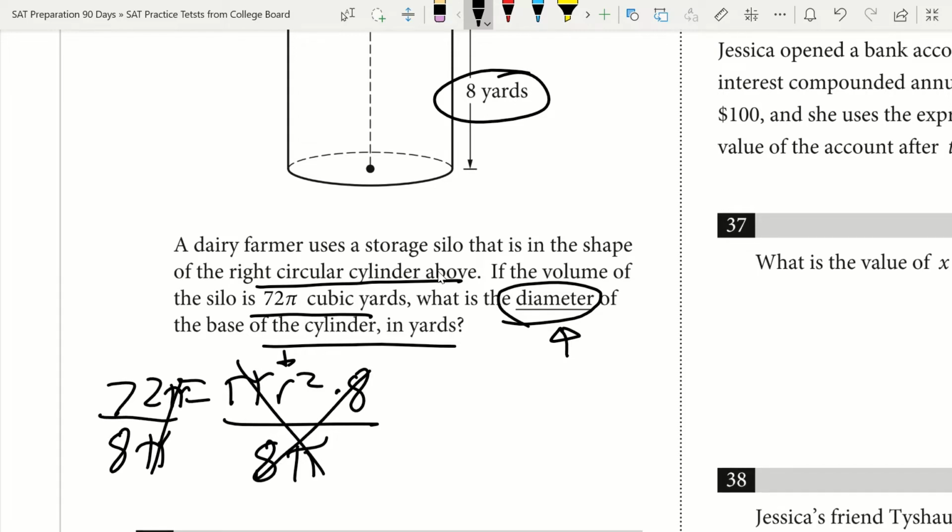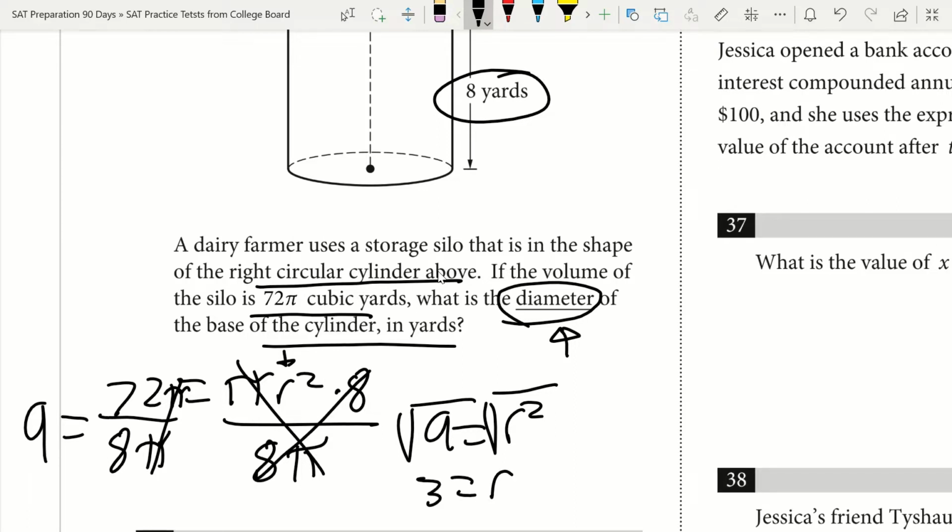Our pi is going to cancel. We have 72 over 8, which I know is equal to 9. So now I have 9 equals r squared. I square root each side. The square root of 9 is going to give me 3, and the square root of r squared is going to give me r. So 3 is my radius. Therefore, my diameter has to be 6, because 2 times my radius gives me my diameter.